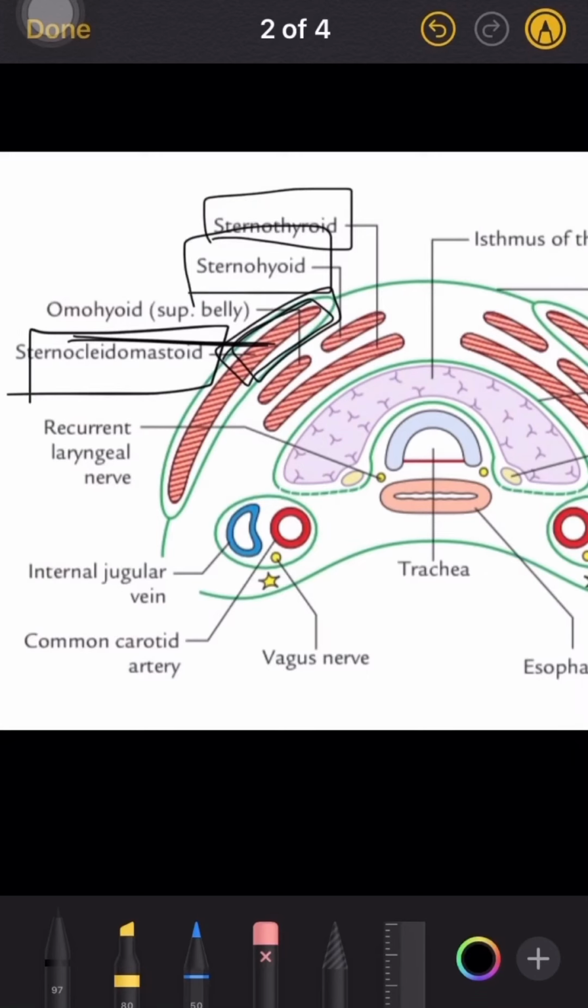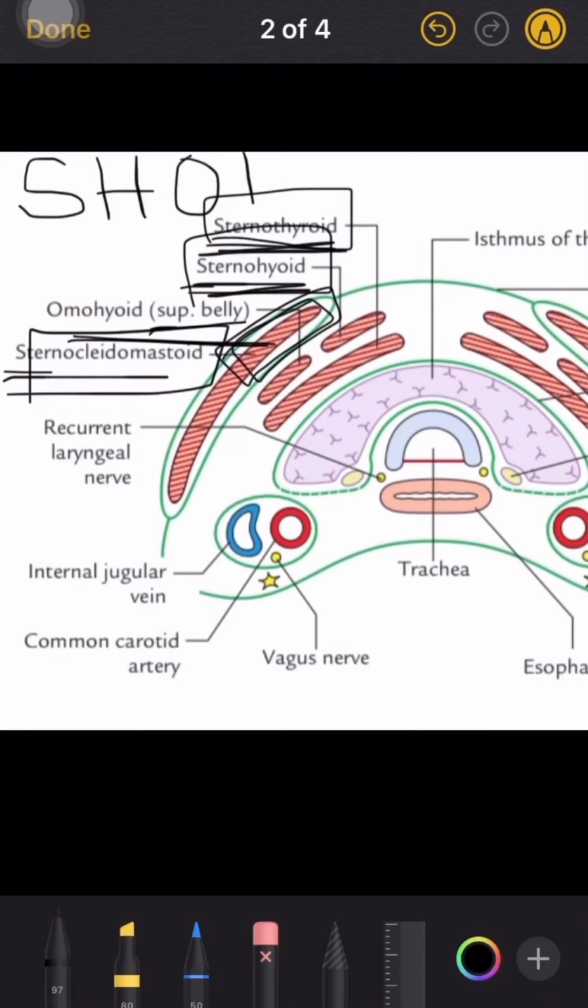In order to remember this from outside to inside, there is a mnemonic: SHOT. The outer one is sternocleidomastoid, which stands for S. The H is for hyoid, so sternohyoid. The O is for omohyoid, superior belly of omohyoid, and the T is for thyroid, sternothyroid.